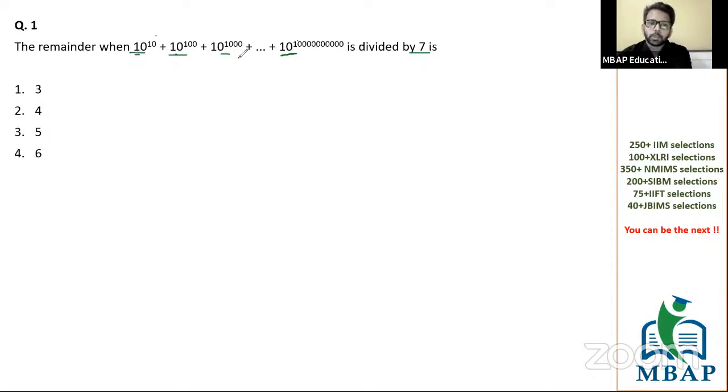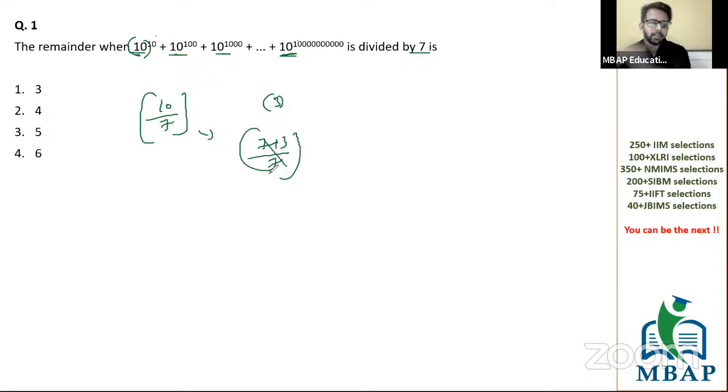One thing I can see from this question is that all the values have a base of 10. For example, if I ask you to find the remainder of 10 by 7, you'll say the remainder would be 3. Why? Because 10 is nothing but 7 plus 3 divided by 7. 7 by 7 is perfectly divisible. So the remainder of 3 by 7 will always come, right?